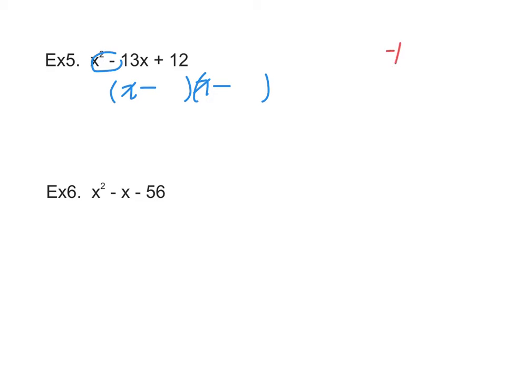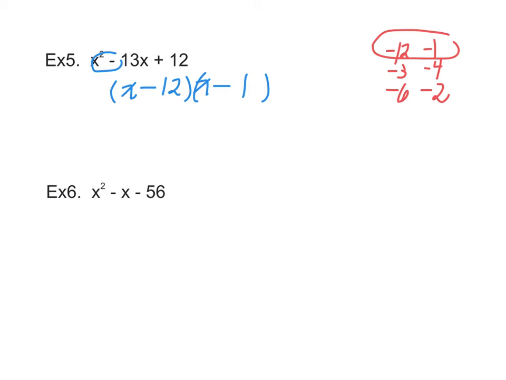So I want to think of things like negative 12 and negative 1, negative 3 and negative 4, negative 6 and negative 2. Both of them have to add up to be negative 13. Of course, right here it is. 12 and 1.